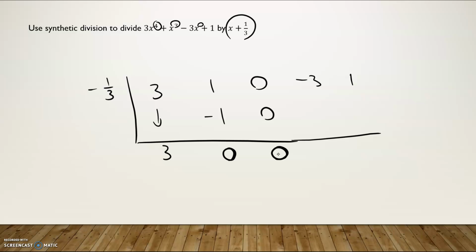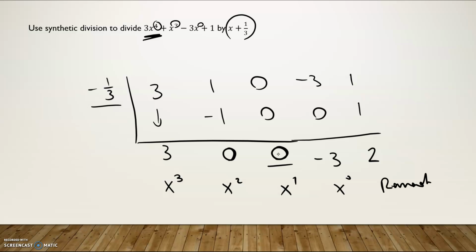Which means this is 0. So negative 1/3 times 0, this will be 0. Hey, this will be negative 3. Negative 1/3 times negative 3, that will be a positive 1. So I have a remainder of 2. So this started at x sub 4. This is x sub 3, x sub 2, x sub 1, x sub 0, and this is my remainder.